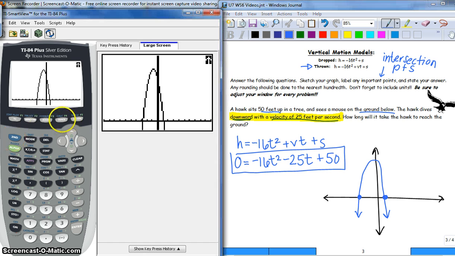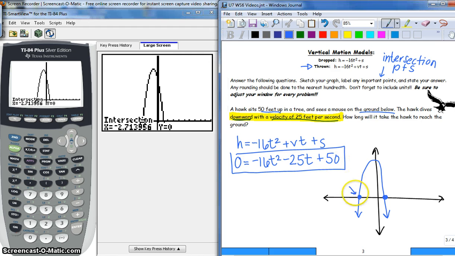To find those, we do second trace 5. Over to the left, 3 enters. And we want to round to the nearest hundredth. So that's a negative 2.71, comma 0.